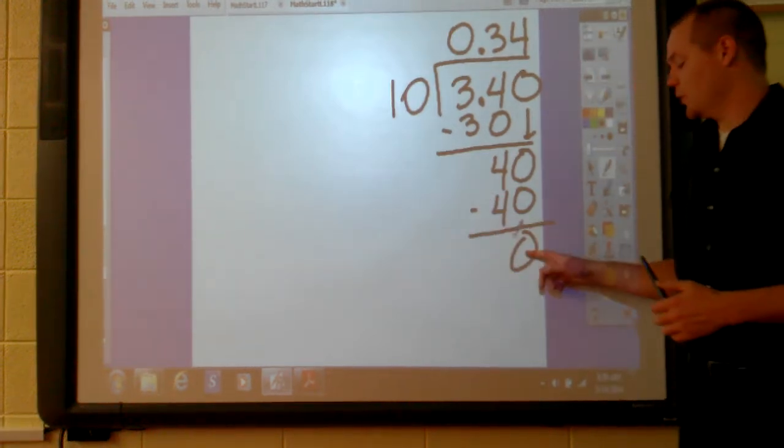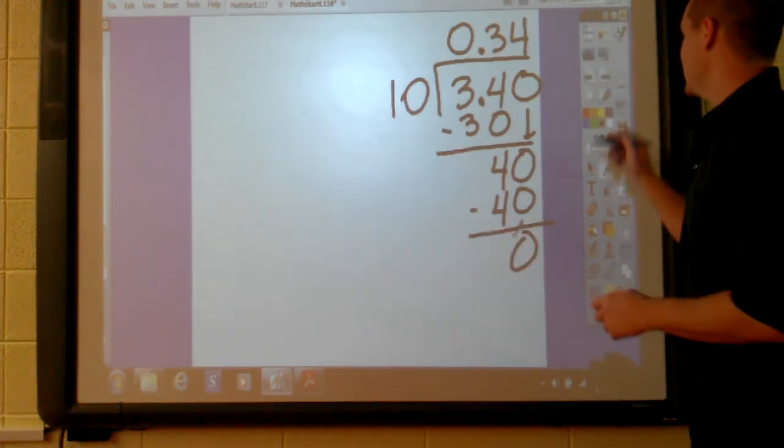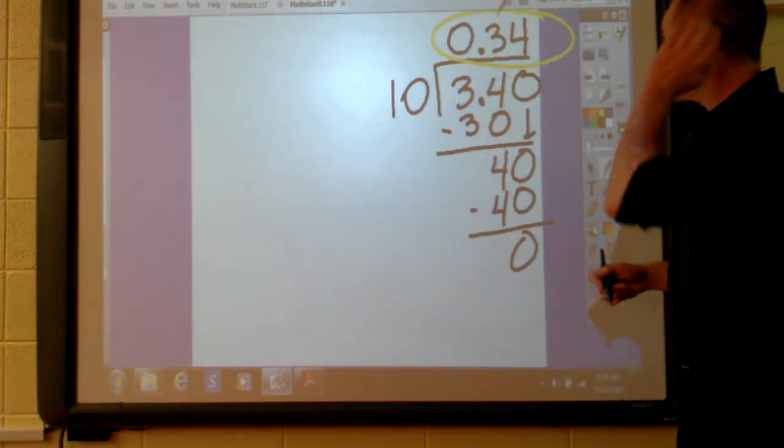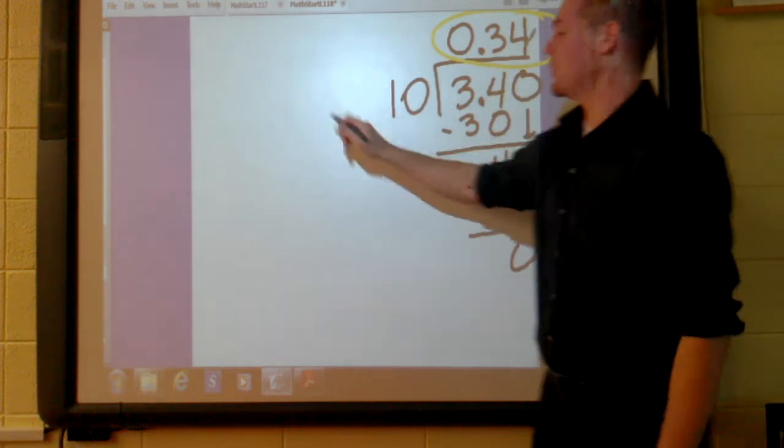Subtract. When you get no remainder, you are finished with your dividing with decimal problem. Example number 3 is 34 hundredths. 0 and 34 hundredths.